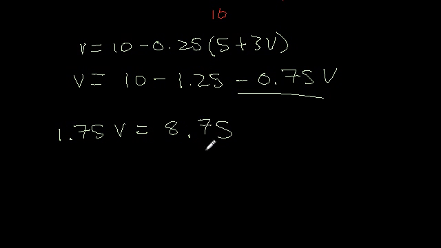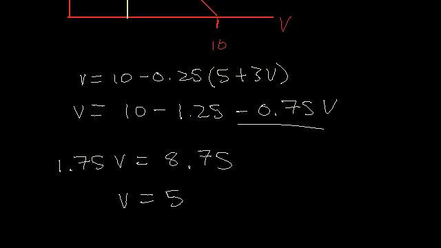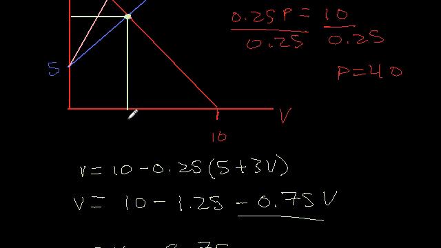Then we need to divide both sides by 1.75, so that we get V is equal to, let me just get out my calculator here, 8.75 divided by 1.75 is equal to 5. Well, that number worked out rather nicely, didn't it? So V is going to be equal to 5 here. And it looks like I'm running out of time once again, so I'll continue this in the next video.